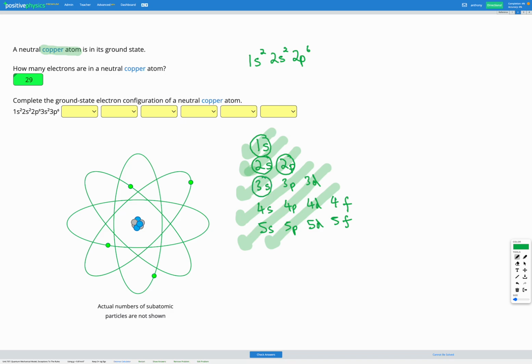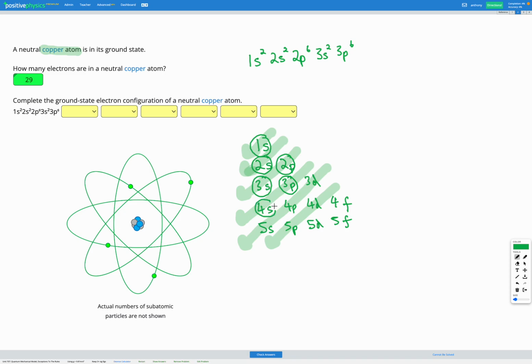3s can fit up to 2 electrons, so that'll be 3s2. Next we have 3p, that can fit up to 6 electrons, that's 3p6. Okay, so far we've used 18 electrons. We need to get to 29, so we still have 11 electrons to add.